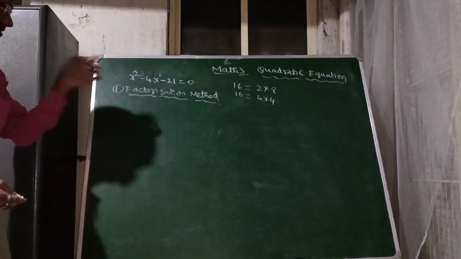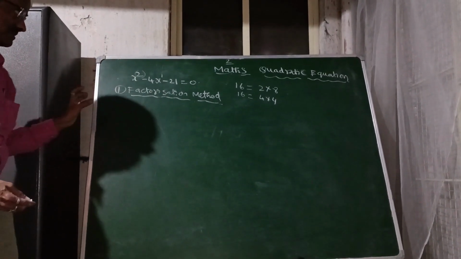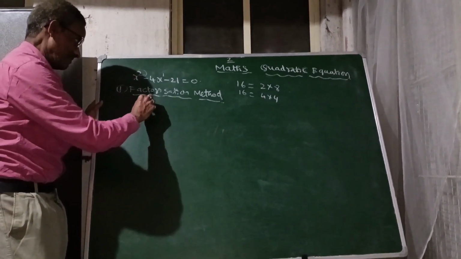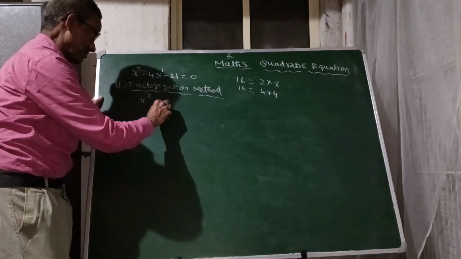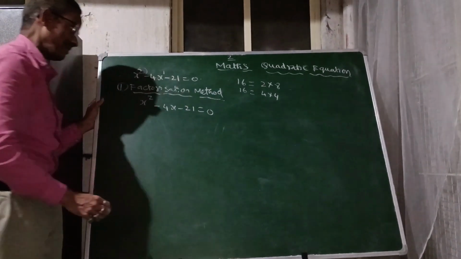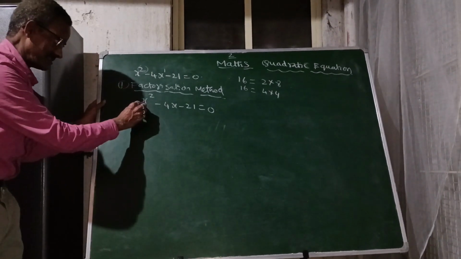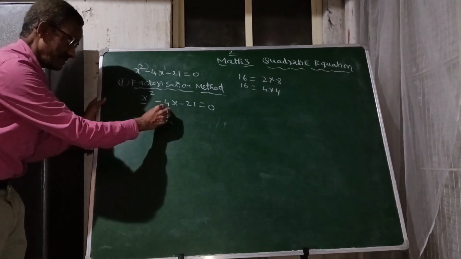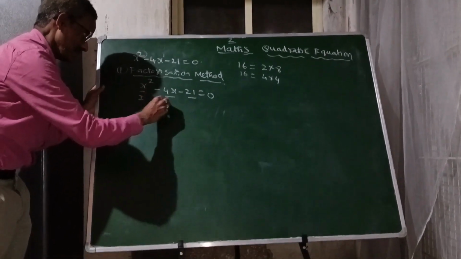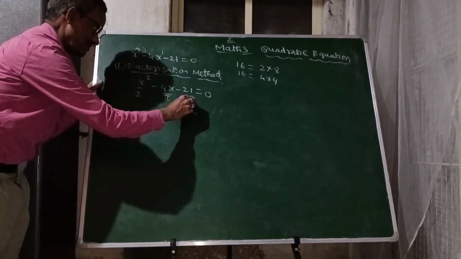So how to do it? A mathematician suggested a particular method. I will teach you how to do this. Now I will write once again the same equation, x square minus 4x minus 21 is equal to 0. Now what you have to do? What is the first term given? This is the first term, this is the second term, this is the third term.